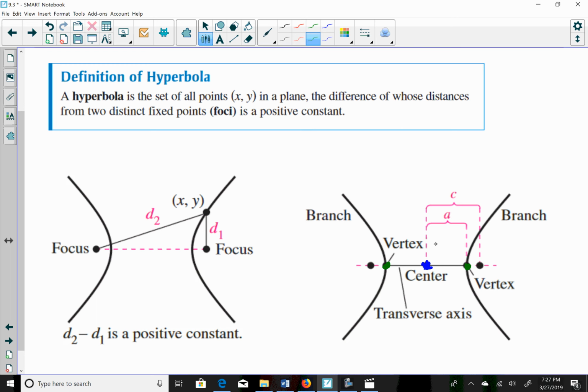The distance from my center to my vertices is still going to be represented by the letter A. The distance from my center to my foci is still going to be represented by the letter C. When I look at this graph, I'm not going to see the letter B. I'm still using B to write my equation, but the letter B never appears on the graph. But B plays an important part in how we sketch the graph. These 2 sides here are called the branches of the hyperbola. And depending on where my B is and where my A is, it depends on how narrow or how wide those branches are.